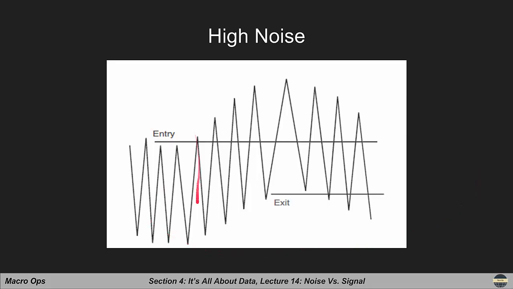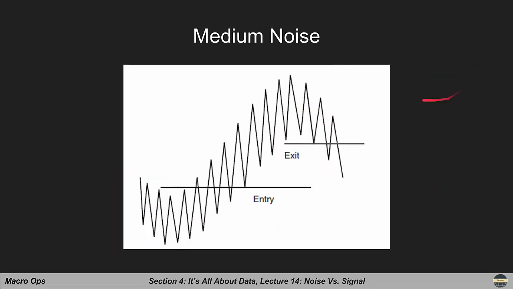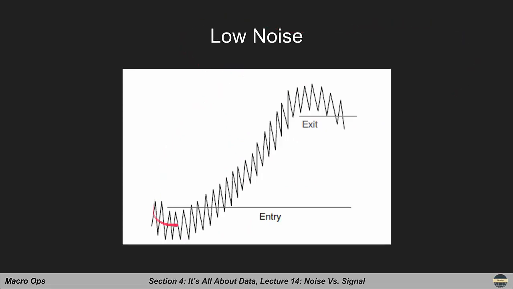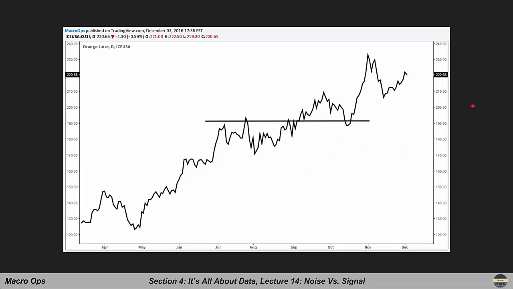You know, a large amount of oscillations with relatively little directional bias, very similar to a consolidation period. Here's medium noise, which is slowly trending. You can see an upward bias, but still so much oscillation around it that it's hard to actually hit this trend. And finally, low noise, where we have a very clear directional bias with still oscillation, but a relatively low amount of oscillation compared to the trend.